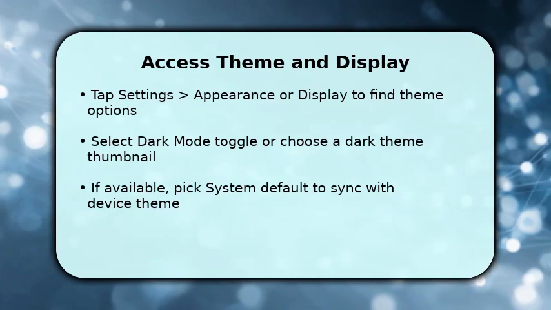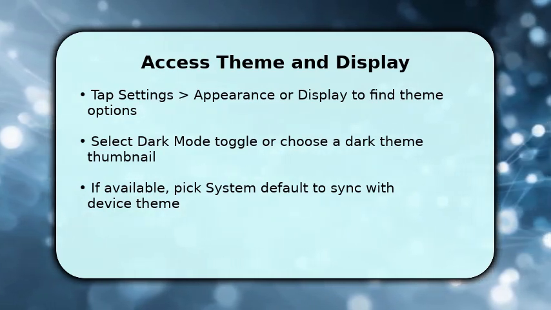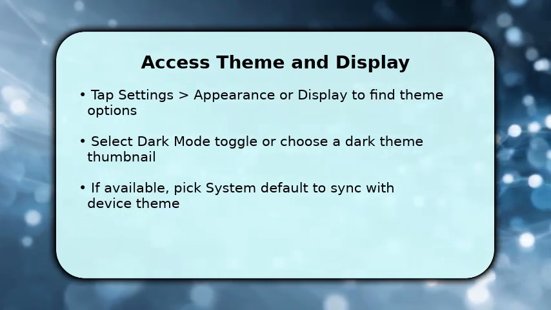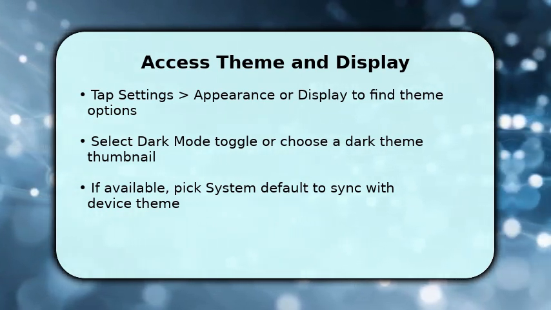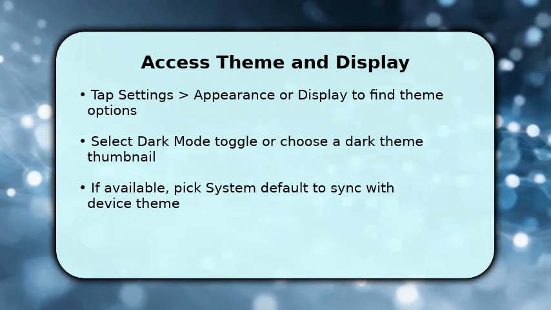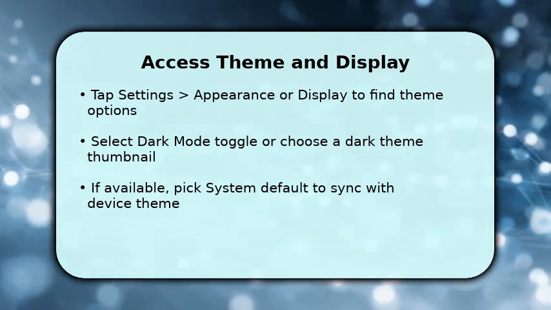You now navigate into settings, then appearance or display. This is where Viber stores theme controls. If you see a dark mode toggle, turn it on. This flips background, chat bubbles, and system bars to darker tones for eye comfort.